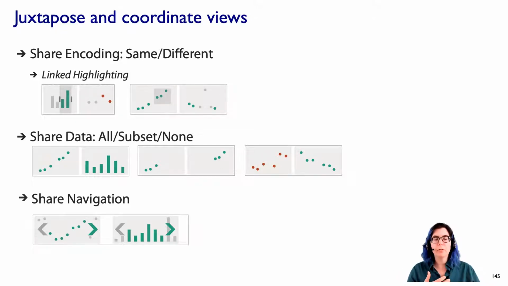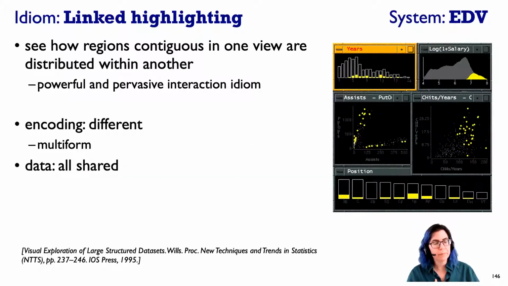So let's walk through a few specific examples in this design space that are very popular. So first of all, let's talk about this idea of linked highlighting. It's a very powerful and pervasive idiom for interaction that we're seeing all through visualization. And the key idea is that you want to see how a region that's contiguous in one view, you highlight it, and then those items are also highlighted in other views. It might also be contiguous or it might be highly distributed. And seeing those differential distribution patterns is a huge amount of the power of having multiple views.